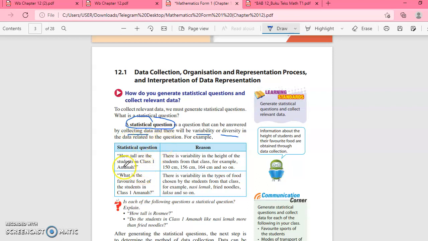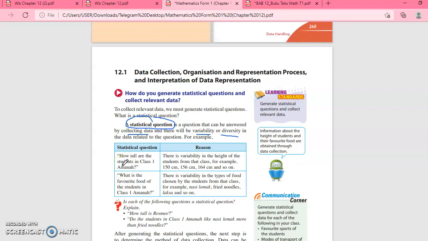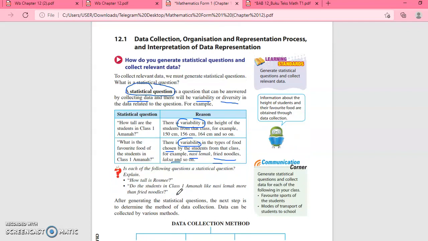For example, question number 1: how tall are the students in class 1 Amanah? There is a variability in the height because from the class they will have 150 cm, 156 cm and 164 cm. What is the favorite food of students in class 1 Amanah? So this is variability in the type of food chosen by the students. For example, nasi lemak, fried noodles, laksa, and so on.